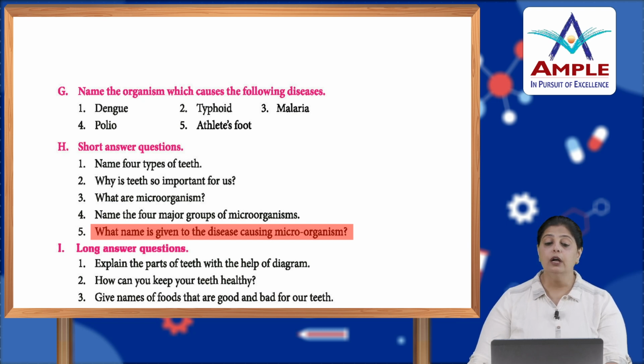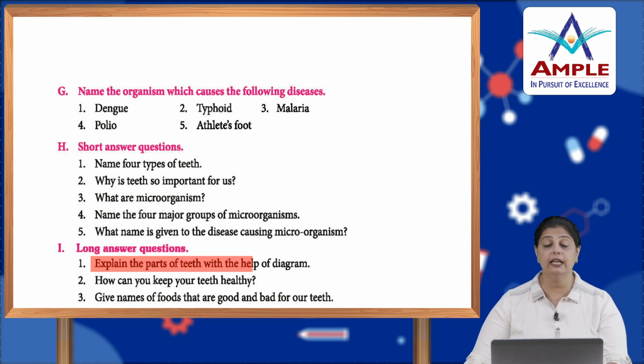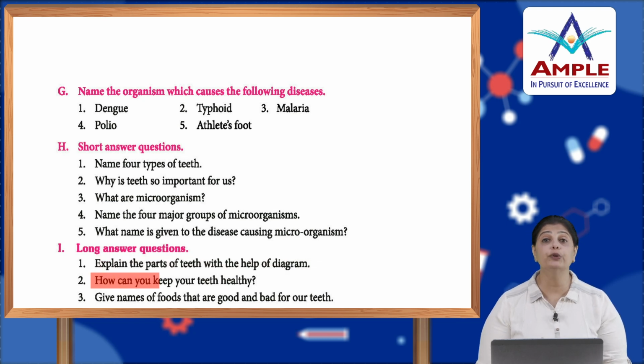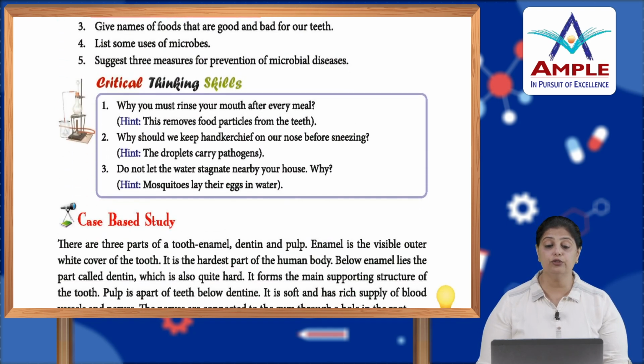Now, long answer type questions. You have to explain the parts of the teeth with the help of a diagram. We've already seen this in the beginning of the chapter. So, look at the diagram, draw that, and talk about the different parts of the teeth. Then you have to tell us how you can keep your teeth healthy. You have to give the names of food that are good and bad for our teeth.